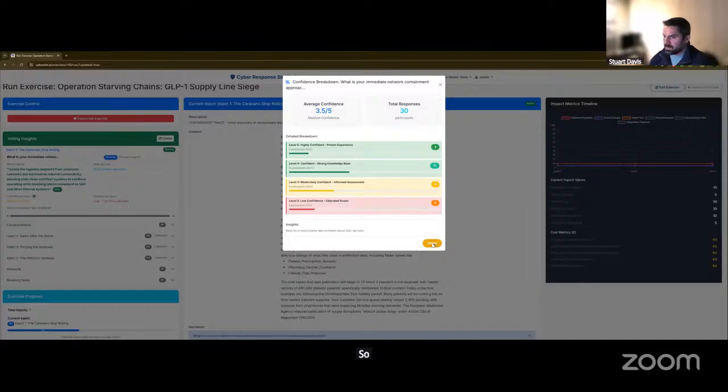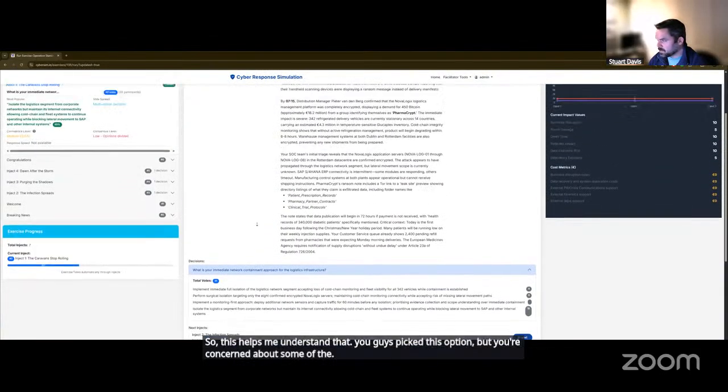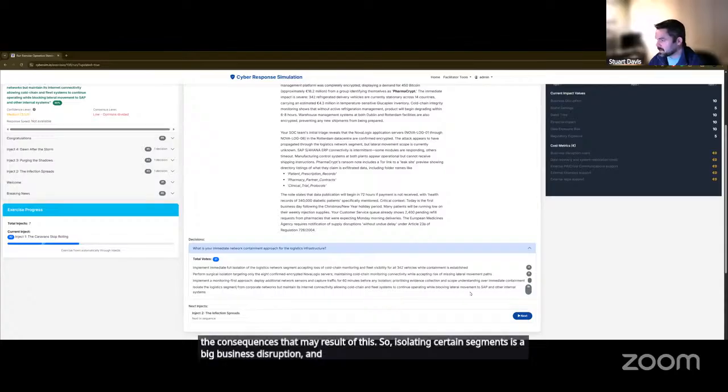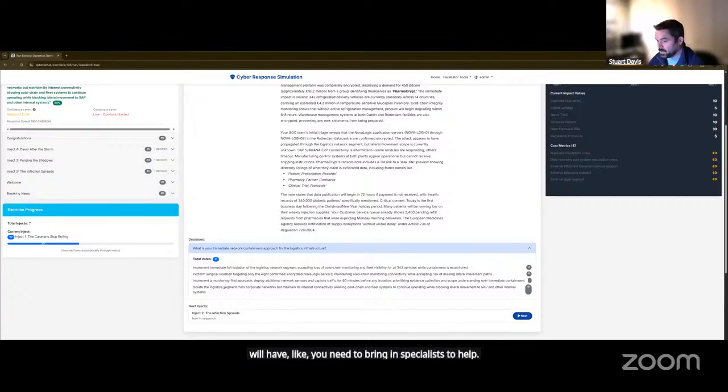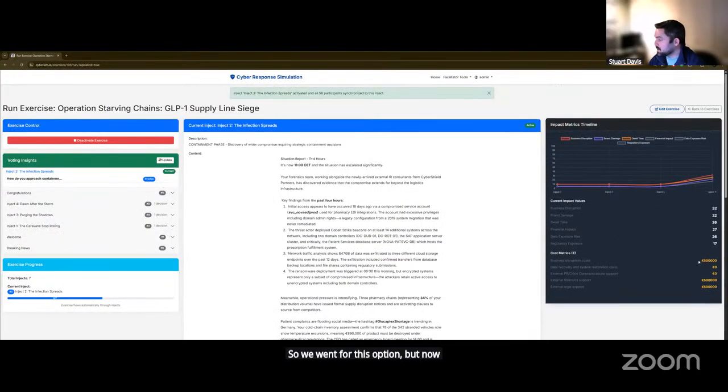So this helps me understand that you picked this option, but you're concerned about some of the consequences that may result from this. Isolating certain segments is a big business disruption and will have forensics costs. You need to bring in specialists to help do all of this segmentation, and it's going to be messy, right? If you're just monitoring, you don't need to touch anything, so it's not messy. It doesn't disrupt the business. So we went for this option, but now obviously we've got a penalty. So we see our disruption costs went up here.